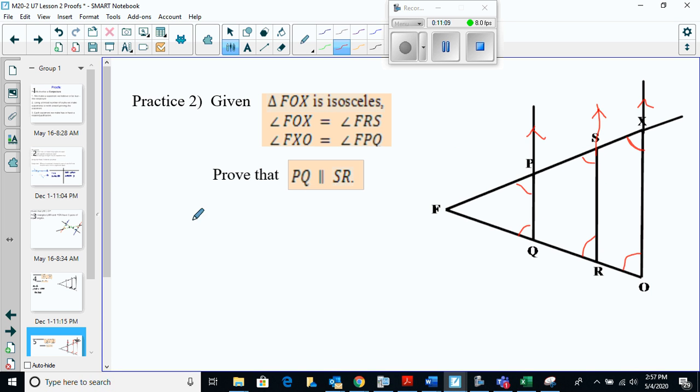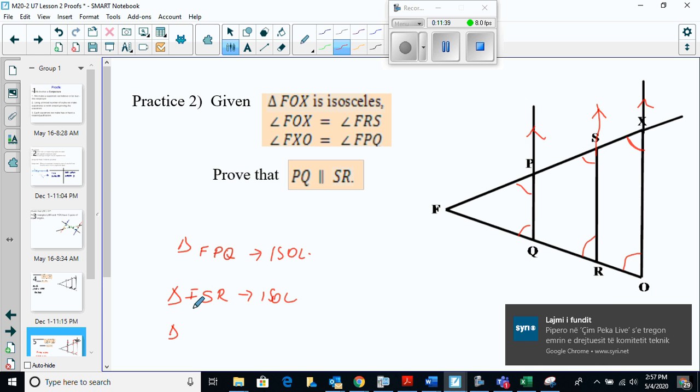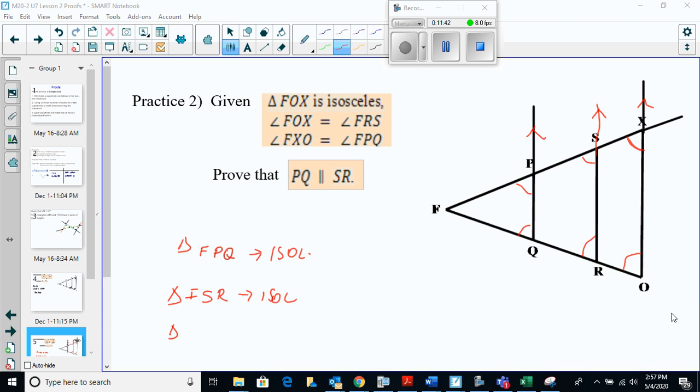So we can even draw a further conclusion here, saying that triangle FPQ is an isosceles triangle. Triangle FSR is an isosceles triangle as well. Two sides are equal to each other, and two base angles are equal to each other. And then the triangle FXO is isosceles as well, and all those angles are equal.